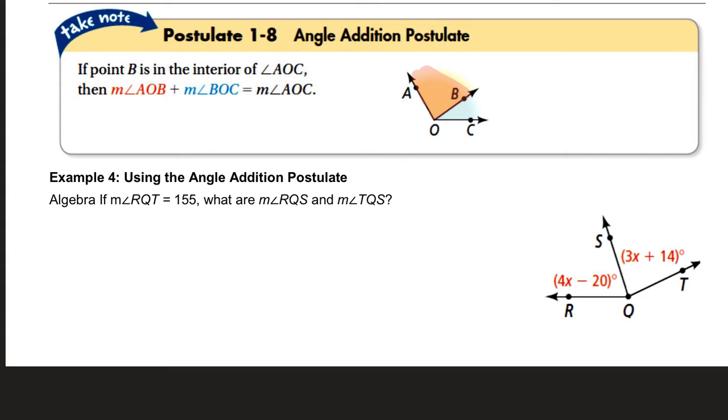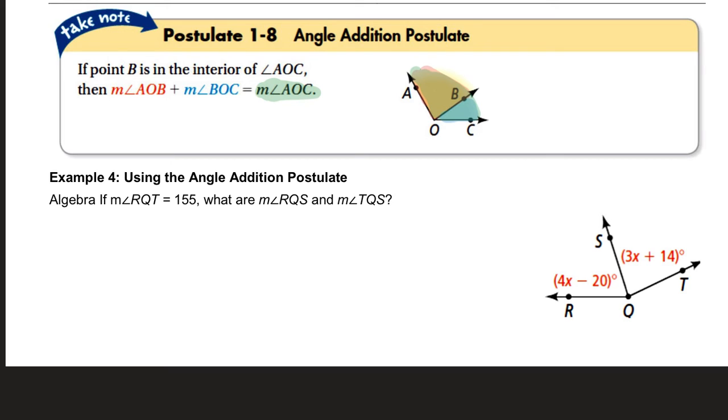BOC is this angle I'm highlighting with the blue. Those two angles, when added together, are the same measure as AOC, okay? The measure of angle AOC. So I'm going to highlight AOC. AOC is this entire angle. So BOC and AOB, when I add those measures together, they equal the measure of AOC.